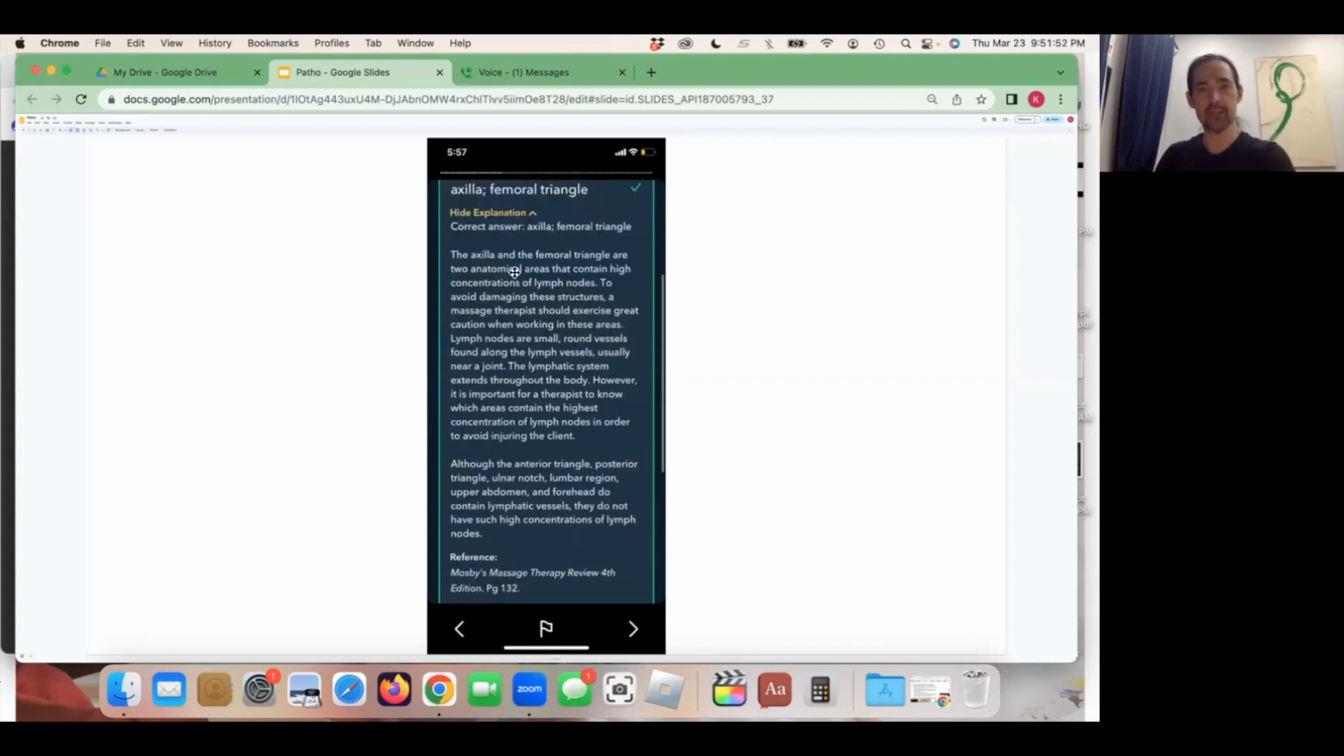The axilla and the femoral triangle are two anatomical areas that contain high concentrations of lymph nodes. To avoid damaging these structures, a massage therapist should exercise great caution when working in these areas. Lymph nodes are small, round vessels found along the lymph vessels, usually near a joint. The lymphatic system extends throughout the body. However, it's important for a therapist to know which areas contain the highest concentration of lymph nodes in order to avoid injuring the client. Front of the neck, axilla, inguinal fold, like where the inguinal ligament is located. Okay.